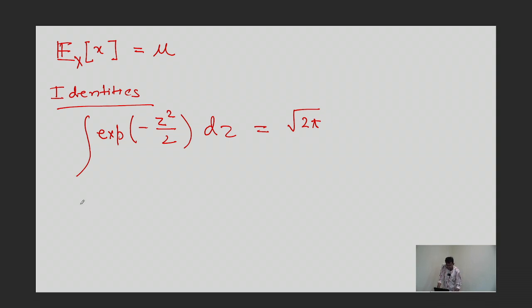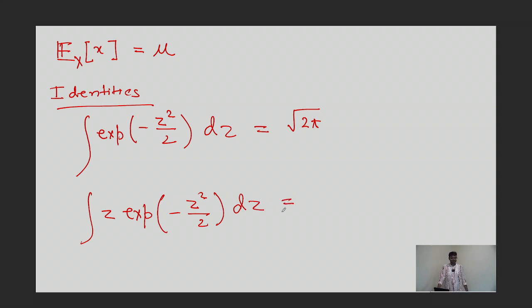Similarly, the other identity is integration of z exponential of minus z square by 2 dz. This will be equal to, I think from odd function, even function you can tell, but this will be equal to 0, mean is 0. Okay. And by the way, I am not writing, but this is minus infinite to infinite.